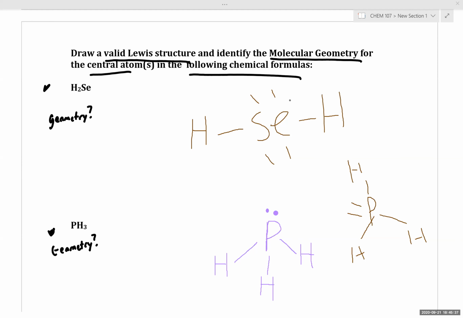So let's keep working on this example, and we'll discuss in about another 3 to 4 minutes. And really don't be shy to chime in with the proposed molecular geometry for these two unique molecules.